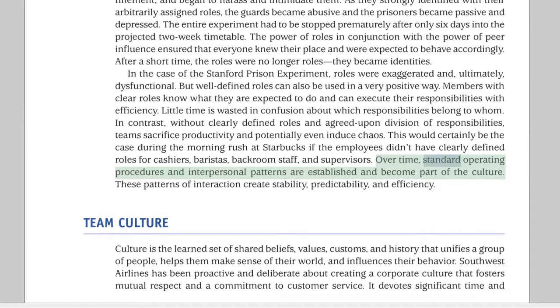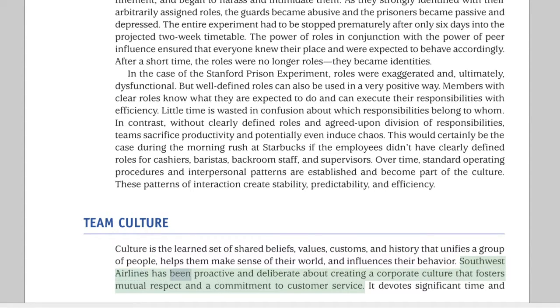Over time, standard operating procedures and interpersonal patterns are established and become part of the culture. These patterns of interaction create stability, predictability, and efficiency. Team culture. Culture is the learned set of shared beliefs, values, customs, and history that unifies a group of people, helps them make sense of their world, and influences their behavior.